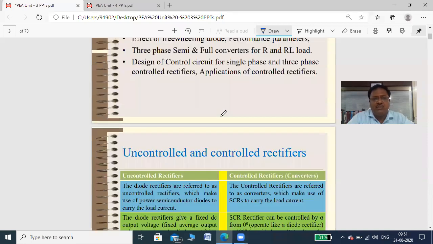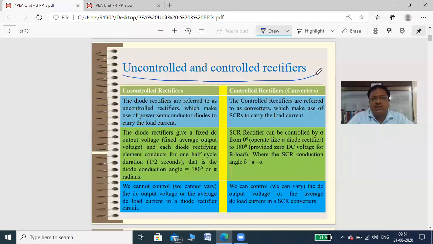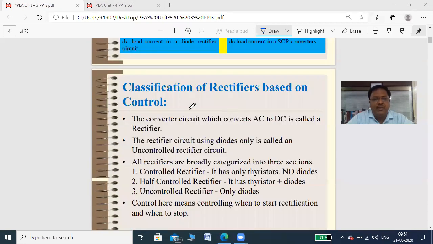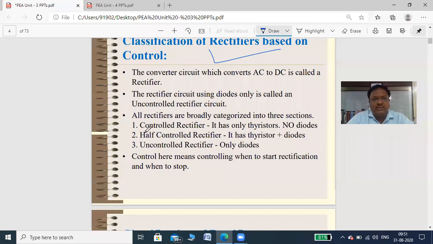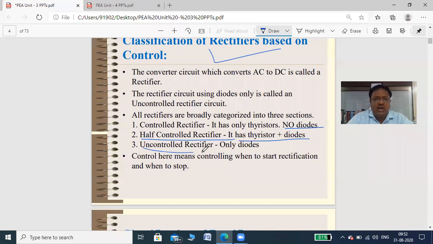This is the syllabus. Initially, we have seen controlled and uncontrolled converters or rectifiers. The difference between these two, uncontrolled and controlled rectifiers, is seen in this unit. Then classification of rectifiers based on control. A controlled rectifier has only thyristors, no diodes. Half controlled has thyristors plus diodes, and uncontrolled has only diodes. So controlled rectifiers and half controlled rectifiers are part of this unit number 3.